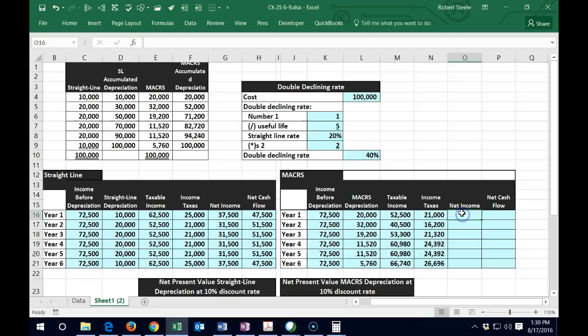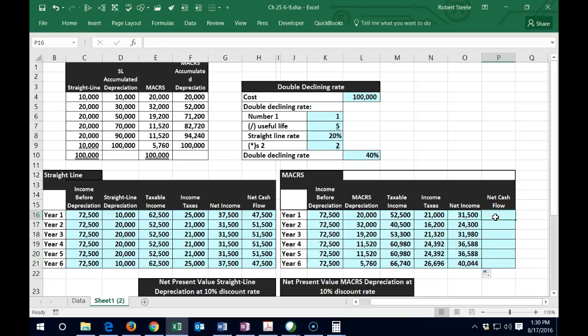Then we're going to say net income. Net income will then be the income before, which is the taxable income, minus the income tax. And we get the 31.5. Again, we could do that all the way down. I'm going to double click, autofill. But we're usually looking for the cash flow. So we're going to be over here in the cash flow now.